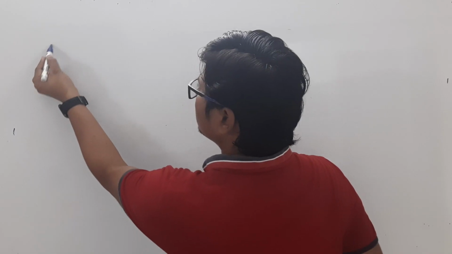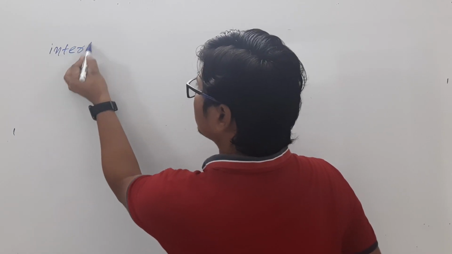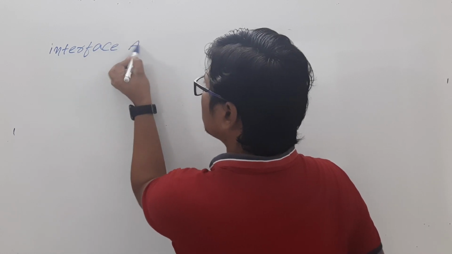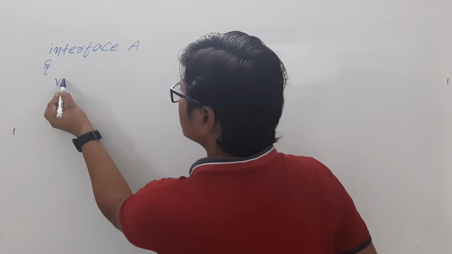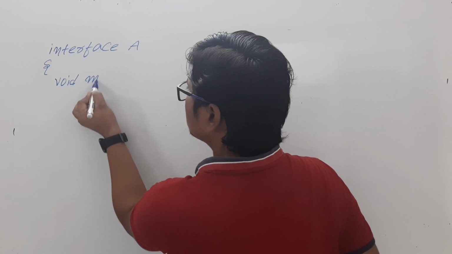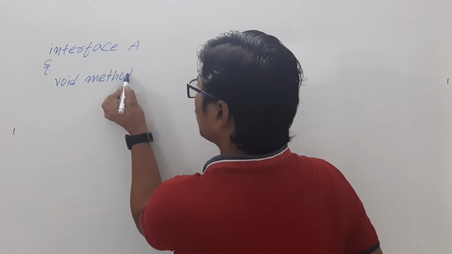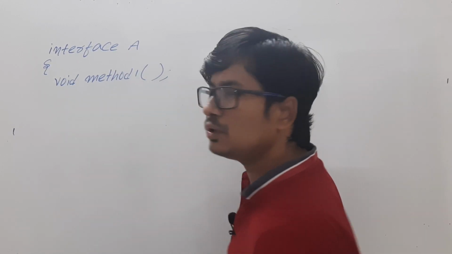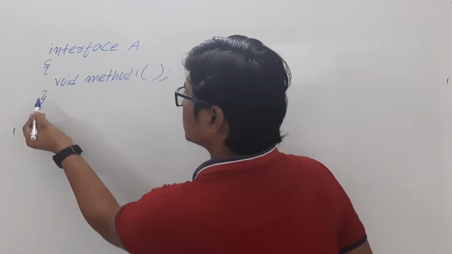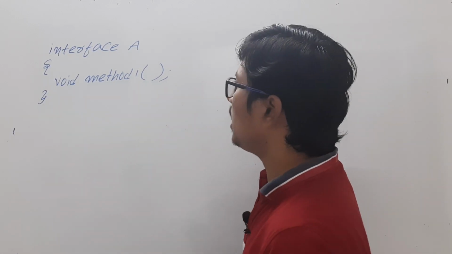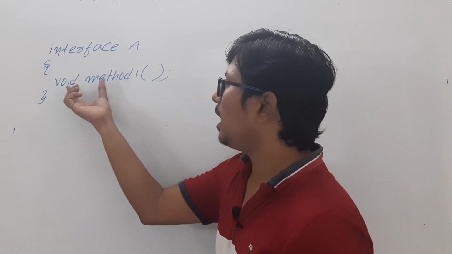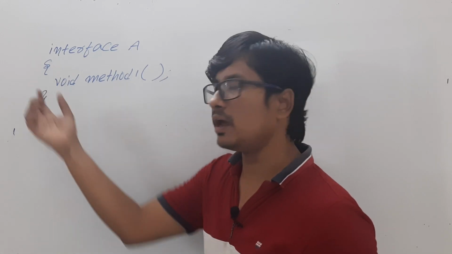Let me take an interface A, and interface A has only one method called method1. It has only a declaration. There is no implementation, and it is an abstract method, and you need not use the keyword abstract.